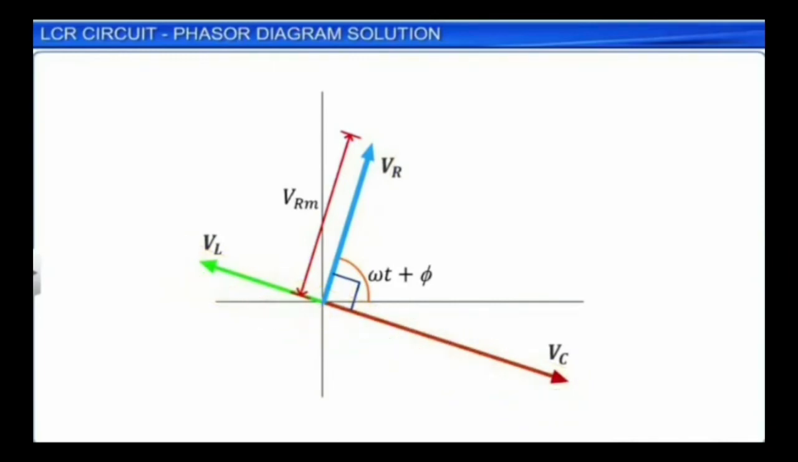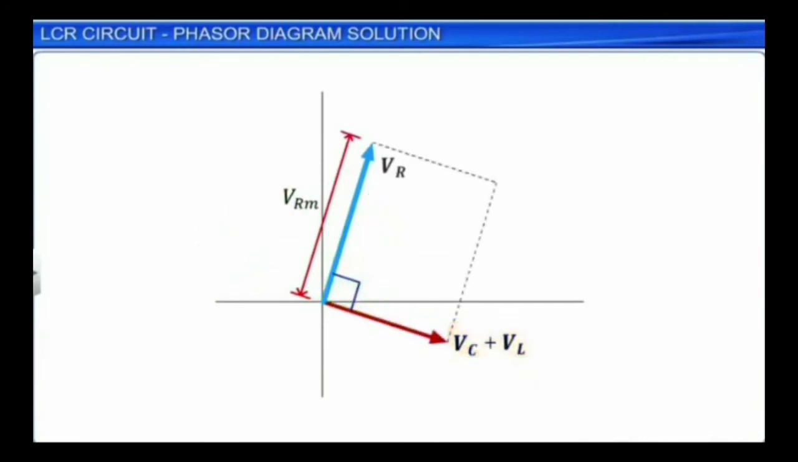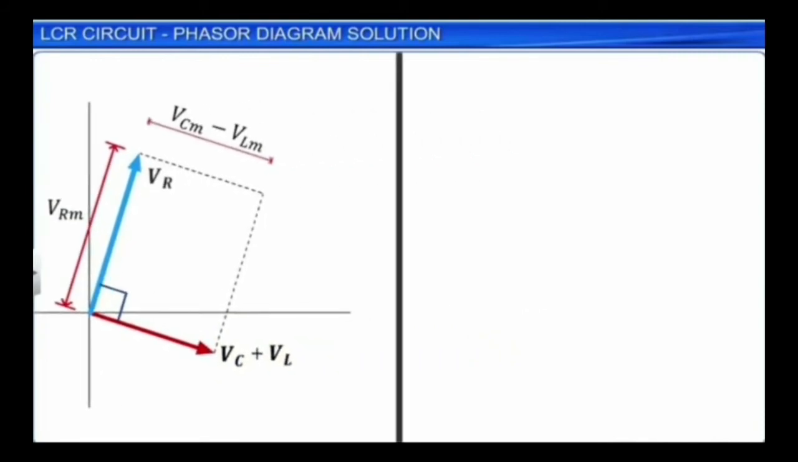Now to find the resultant of these three vectors, first let's find the resultant of VC and VL. They are in just opposite directions. So we will have VC plus VL as shown in the direction of VC because VC is greater than VL. So we have the two vectors VR and VC plus VL, whose vector sum we can find using the parallelogram law of vector addition. In the diagram, the magnitude of VC plus VL will be VCM minus VLM, since VCM is greater than VLM. We have taken it like that.